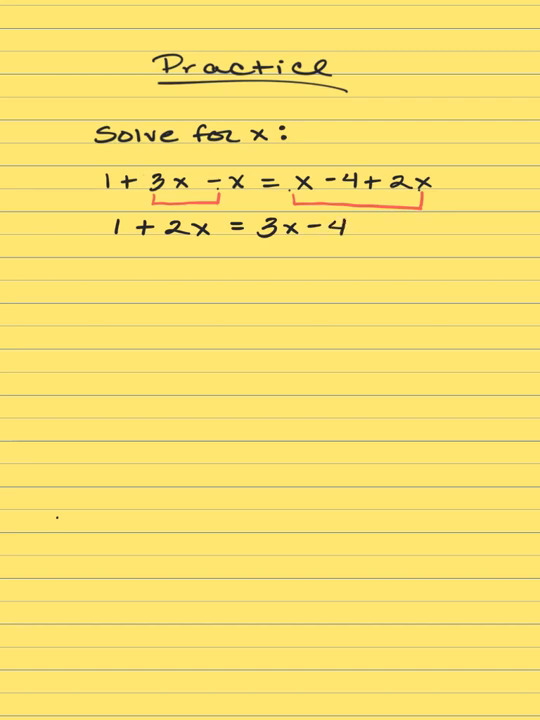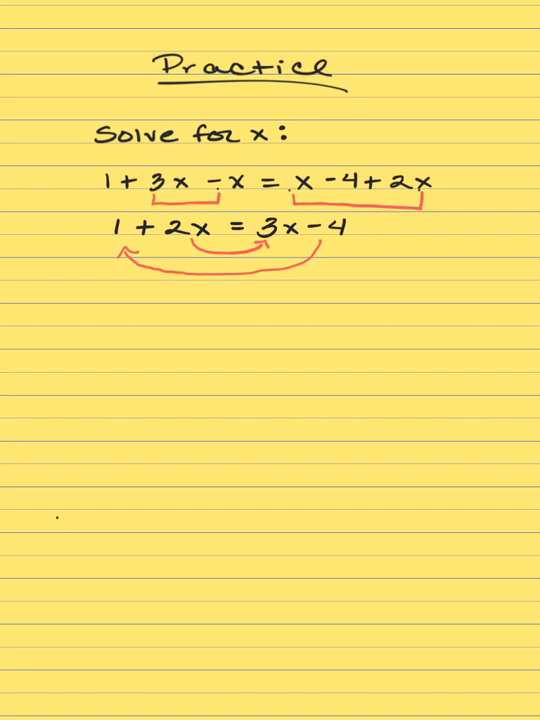Our second step is to bring all of our x terms or variable terms to one side of the equal sign and all of our constant terms to the other side. To help keep our x value positive, I'm going to bring the 2x over to the right side with the 3x and the minus 4 over to the left side with the 1.